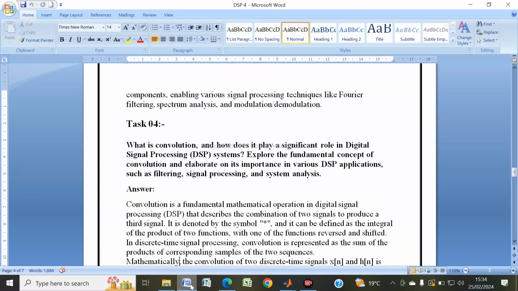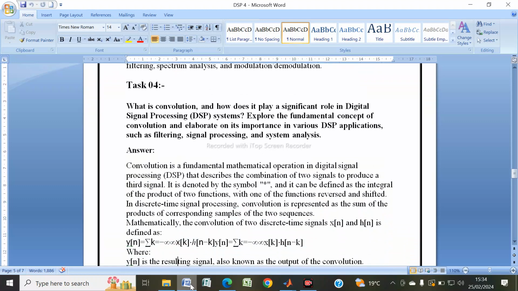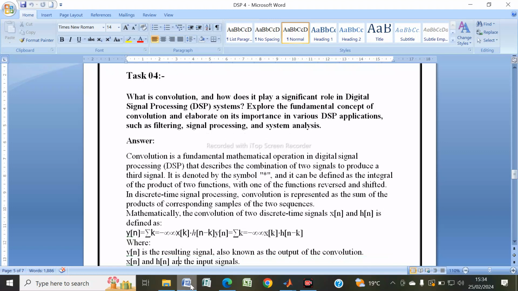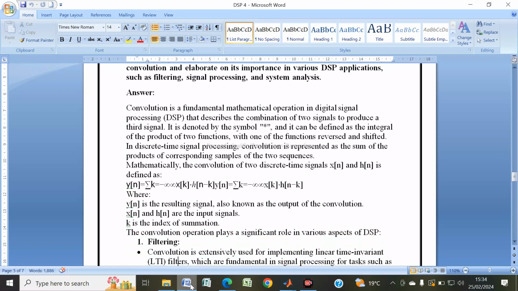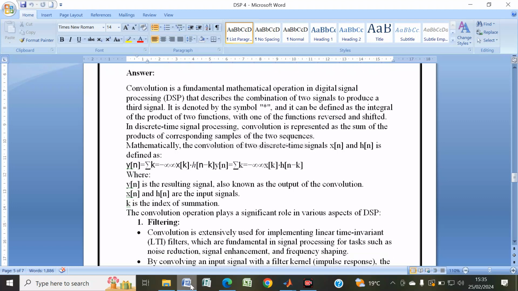And now we will move to task number 4, in which we have to discuss convolution and its role in DSP systems. We will discuss the fundamental concept of convolution and elaborate on its importance in various DSP applications such as filtering and signal processing. Convolution is a fundamental mathematical operation in signal processing. It describes the combination of two signals to produce a third signal. It is denoted by the multiplication sign, and it can be defined as the integral of the product of two functions, in which one of the functions is reversed and shifted in discrete time.